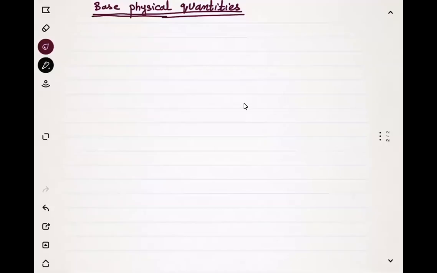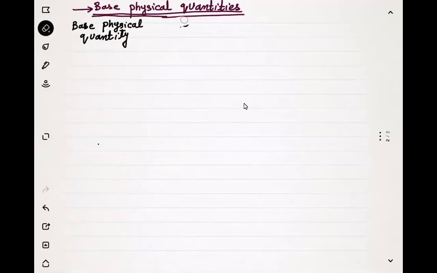In this class, basically, we are going to write the base physical quantities along with their units. Now let's start. First of all, we'll write base physical quantity. Then we'll write its unit.